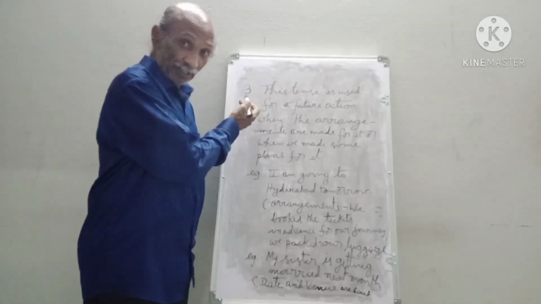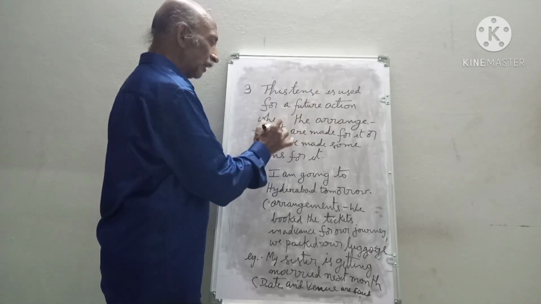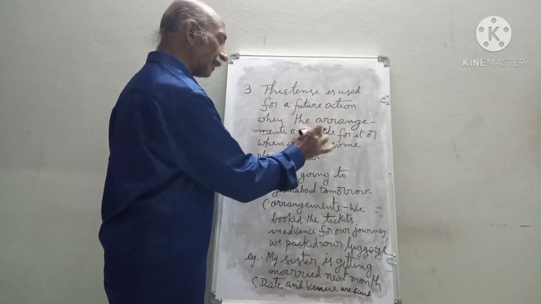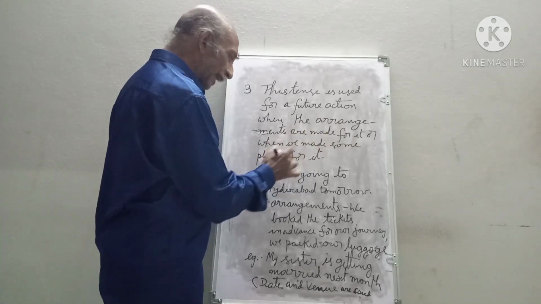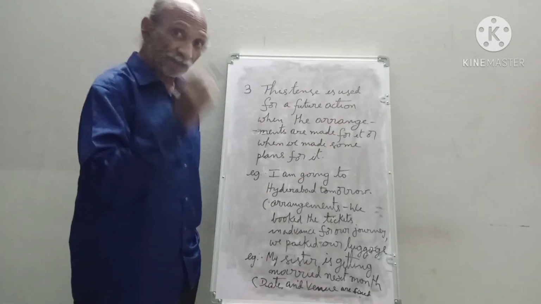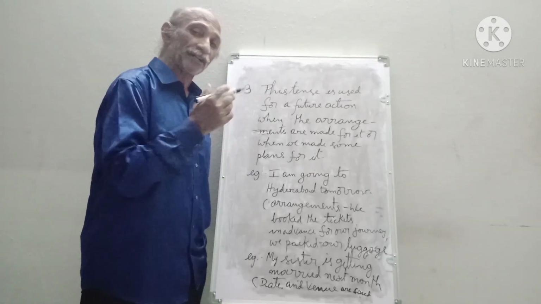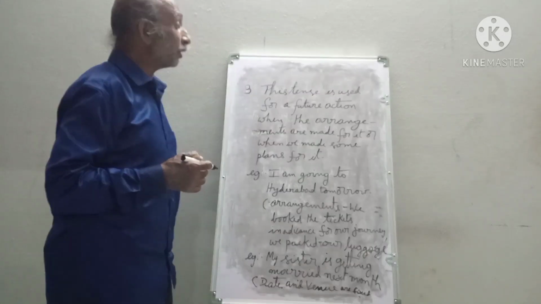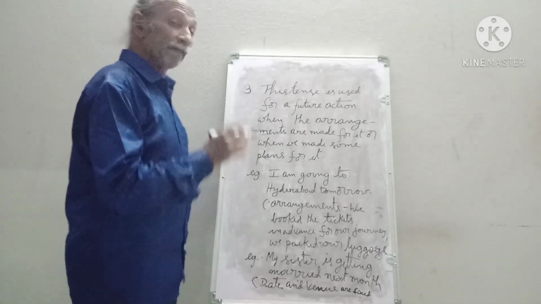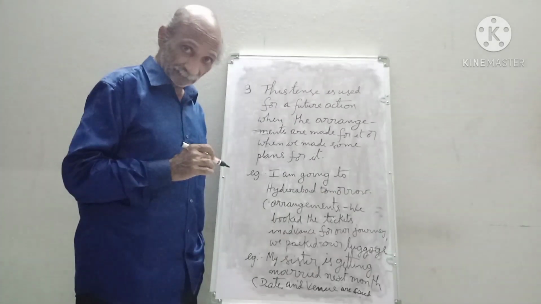Now, usage number three. This tense is used for a future action when the arrangements are made for it or when we have made some plans for it. Many of us don't know that present continuous tense can be used for a future action. So, look at this important point here: when we can use present continuous tense for a future action.